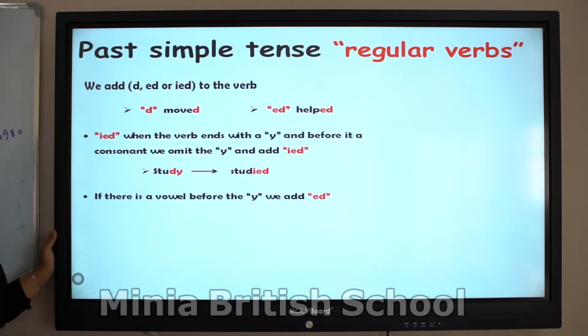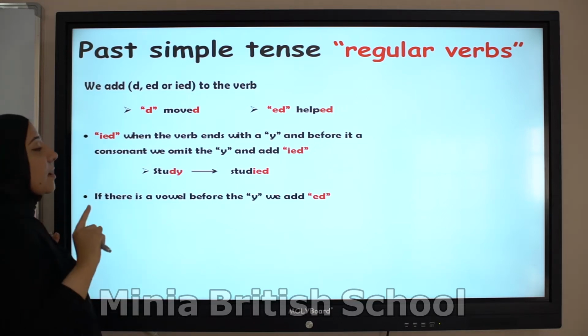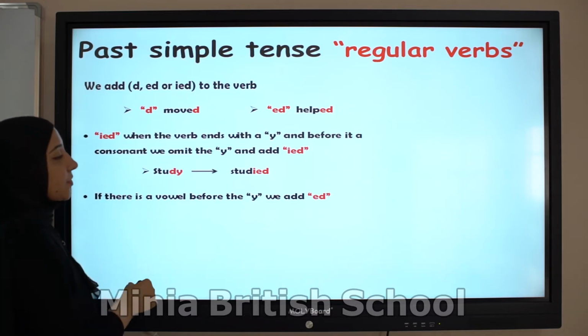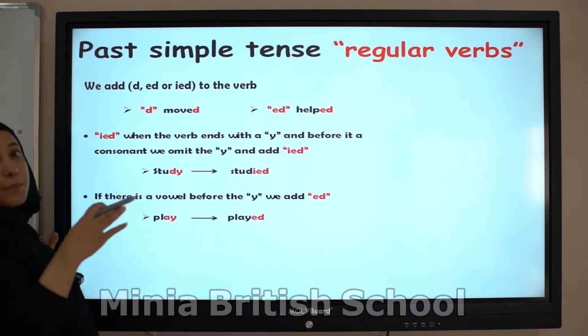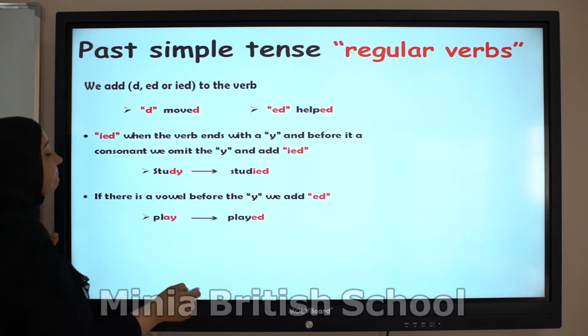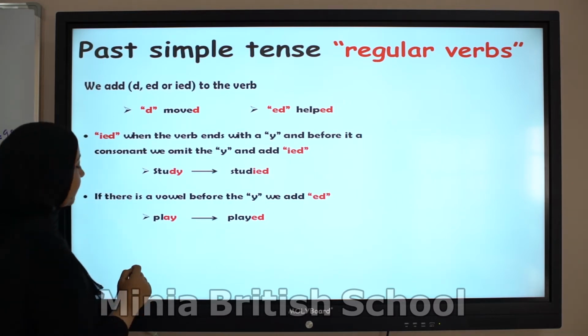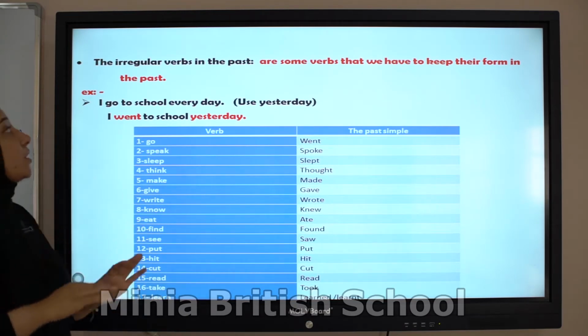If there is a vowel, as we said, one of the 5 vowels before the Y, do I omit the Y? No. I keep it as it is and I add only E-D. Play, played. Say, said.